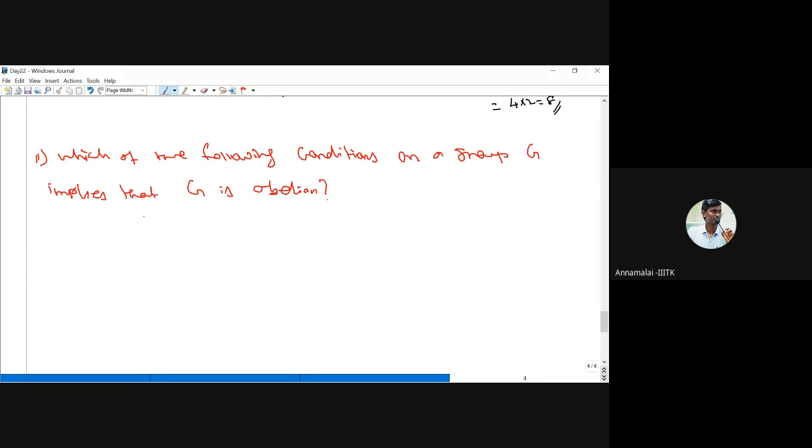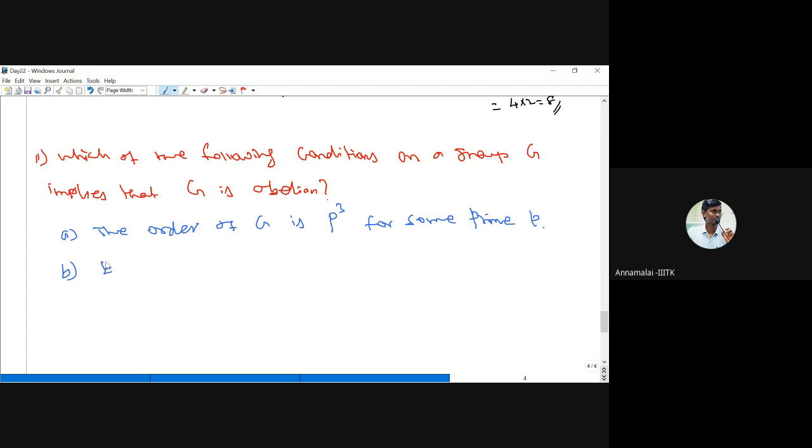So the first one, the group of order prime square. So the first one is the order of G is p cube, prime cube, for some prime p. So from this condition, can we say G is abelian? No, because we know that a group of order prime square is abelian, but the prime cube may not be abelian. Okay, no.